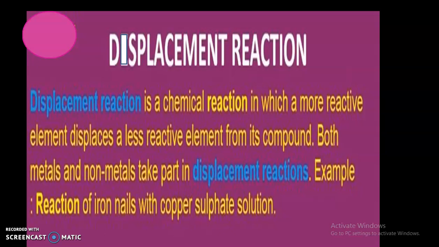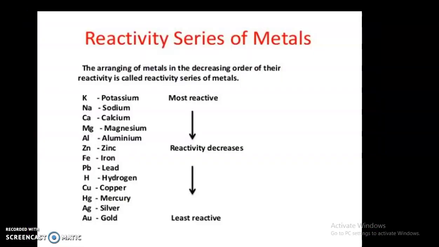Displacement reaction, this is a very important definition which is there in your book. Please underline it and learn it also. Displacement reaction is a chemical reaction in which a more reactive element, meaning the metal which is more powerful, will displace a less reactive element from its compound. Both metals and non-metals take part in displacement reaction, isn't it? For example, the reaction of an iron nail with copper sulfate solution. There is quite a good activity which is given here in our book also. We're going to discuss this.